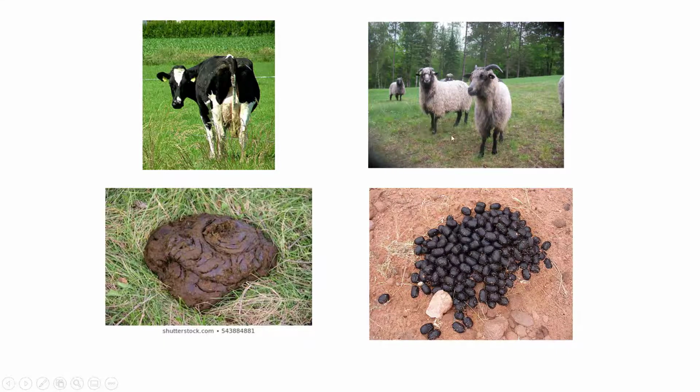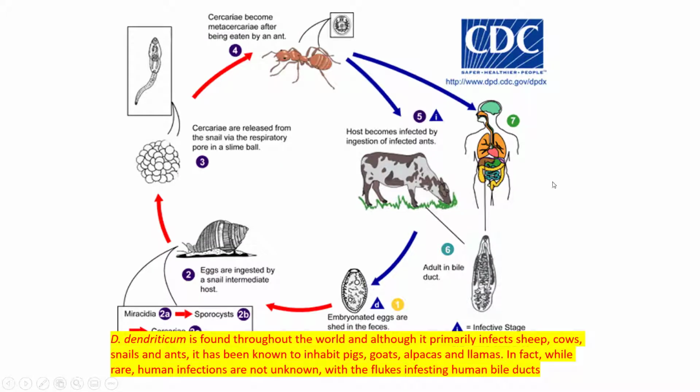So the fluke has now reached the body where it will finally mature, called the primary or definitive host. It's typically the mammal. It makes its way from the animal's small intestine to its bile duct, where it reproduces and makes eggs, which are pooped by the animal into the field to start the cycle all over again. D. dendriticum is found throughout the world, and although it primarily affects sheep, cows, snails, and ants, it has also been known to inhabit pigs, goats, alpacas, and llamas.